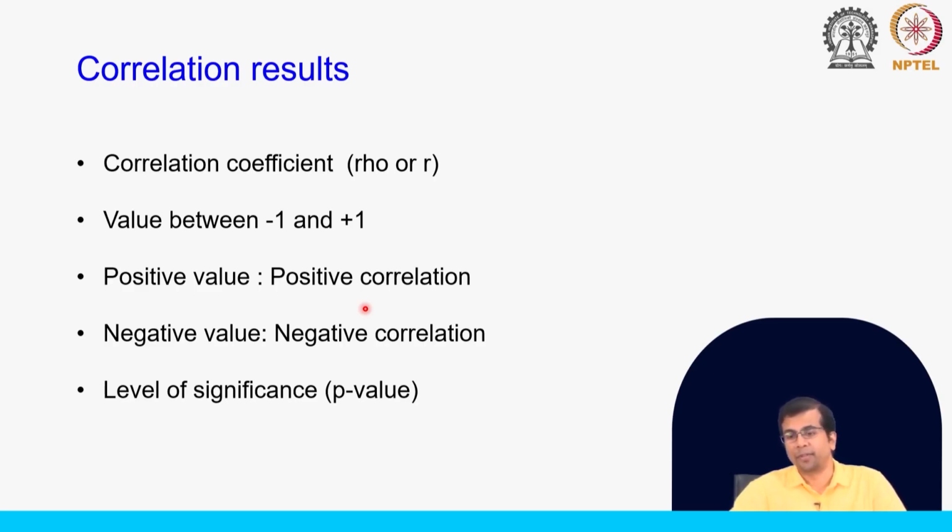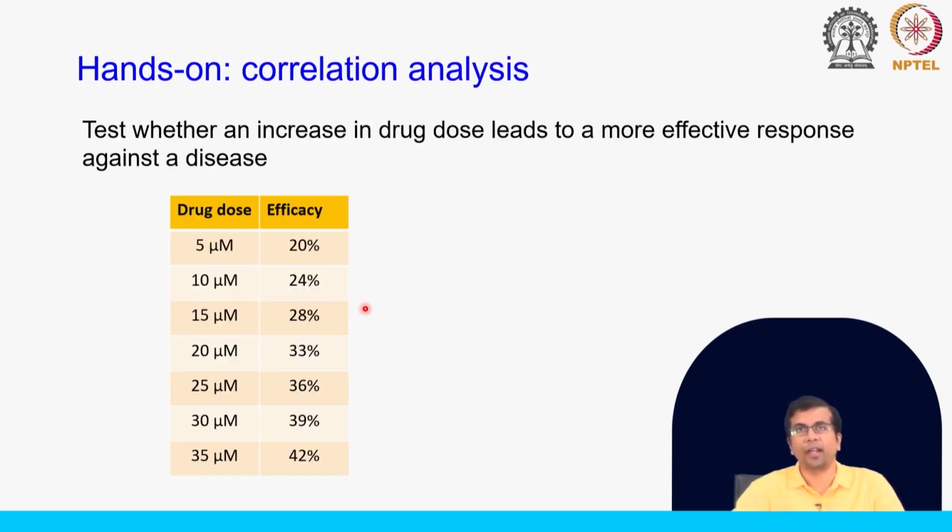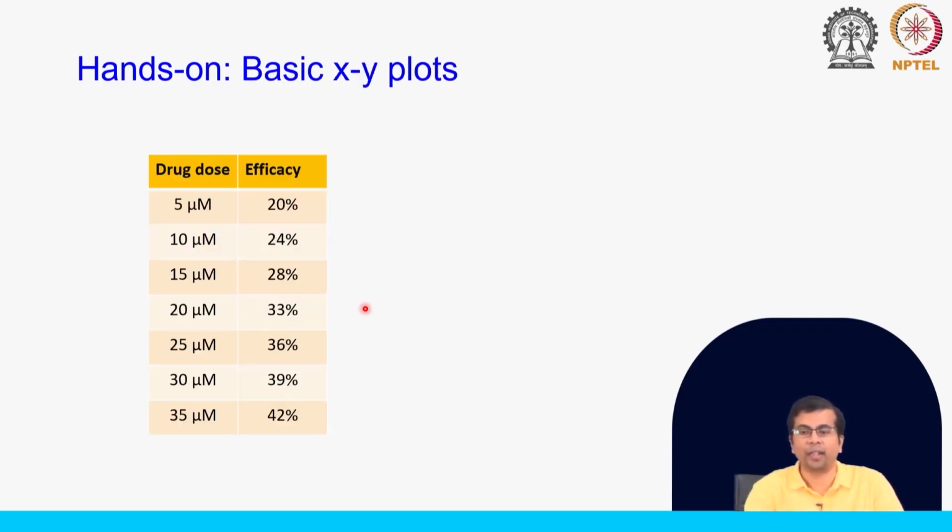So, let us go back to the data and try this out hands on, whether an increase in drug dose leads to a more effective response against a disease. We will try this out in the hands on, and also in basic XY plots, and then perhaps we will go into the real data that I showed you already. We can look at some of these correlation values between features in that data, and then try some basic XY plots and see how we can customize these plots, and how we can control different features or parameters in that plot.